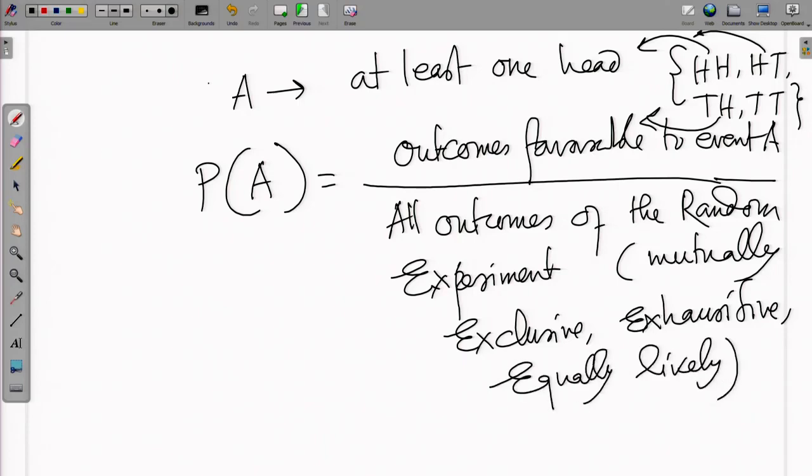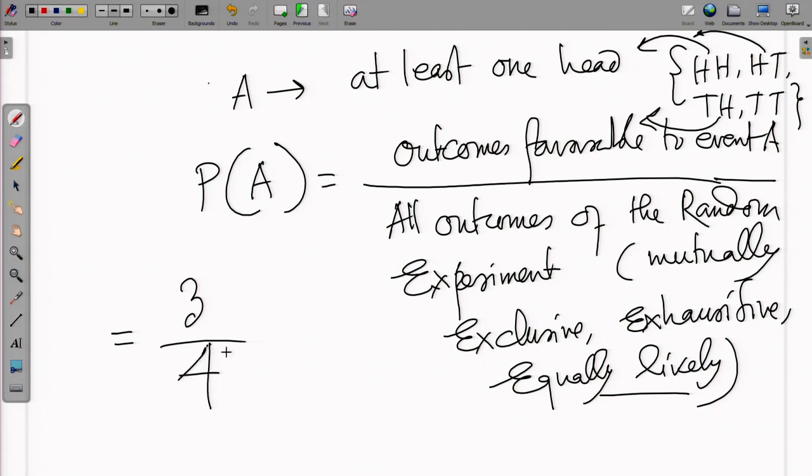So, in this example, in the coin toss, we will have outcomes favorable to the event as 3, whereas I am assuming all these different outcomes that we have gotten are equally likely. It is an unbiased coin, so there is no event which is given preference over the other. Then they are mutually exclusive, so the occurrence of one event means the non-occurrence of the other, and they are exhaustive. We are taking into account all the outcomes. So, it is 3/4, right.